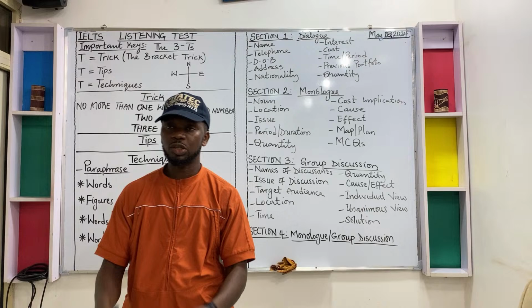Now let's look at section 3. Now section 3 is about group discussion. Group discussion right here talks about different things, but mostly on academic related issues. But sections 1 and 2 are usually about social life. Social life, not on research. Two of them. But sections 3 and 4 are always talking about academic related issues.